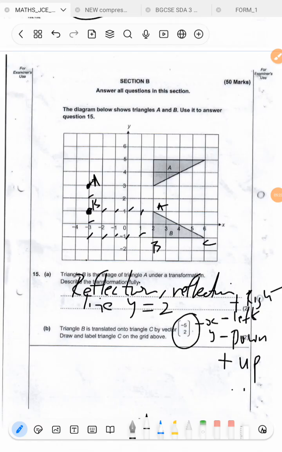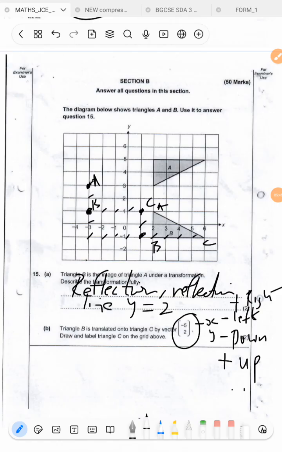-5 means we're moving 5 steps to the negative side, to the left. So 1, 2, 3, 4, 5. And then we stopped here. And then we move 2 steps up. 1, 2. So point C, new location will be there.